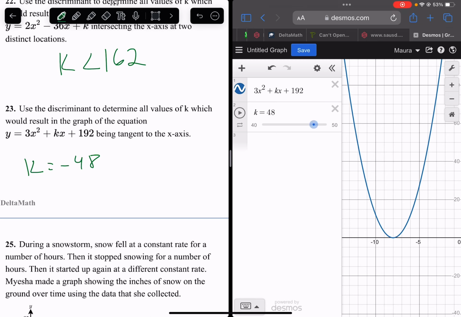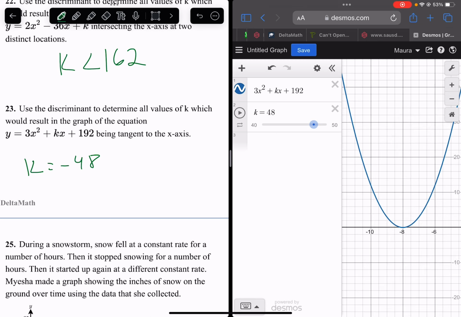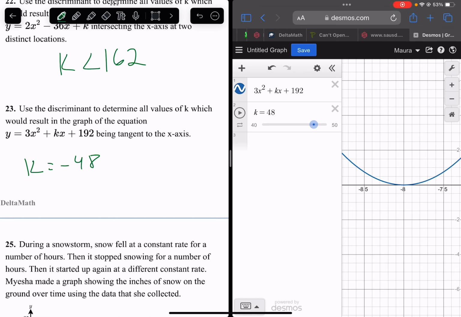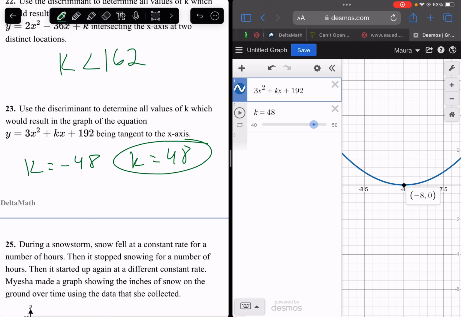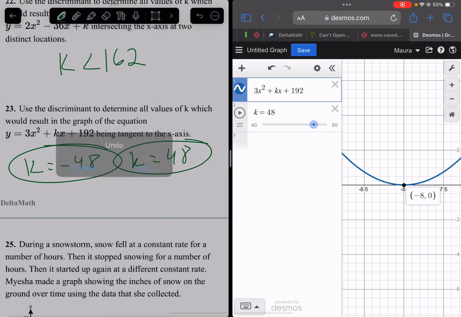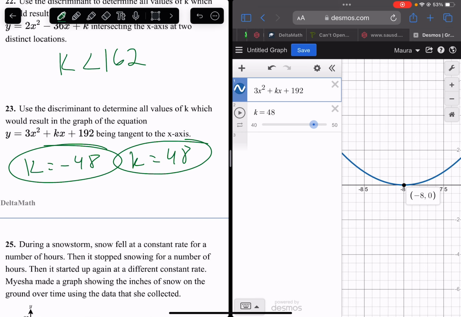All right, so we can see here that we do in fact have one solution. Don't be afraid to zoom in, right? Because sometimes it looks like it's touching the axis and it's not. So don't be afraid to like zoom in. And as you can see here, I do have the function tangent to the x-axis here when k is equal to positive 48 as well. So those are my two values of k that are going to make the quadratic function tangent to the x-axis.